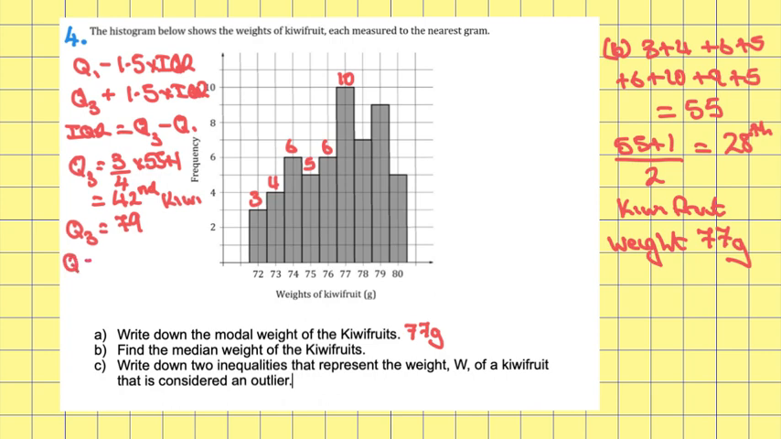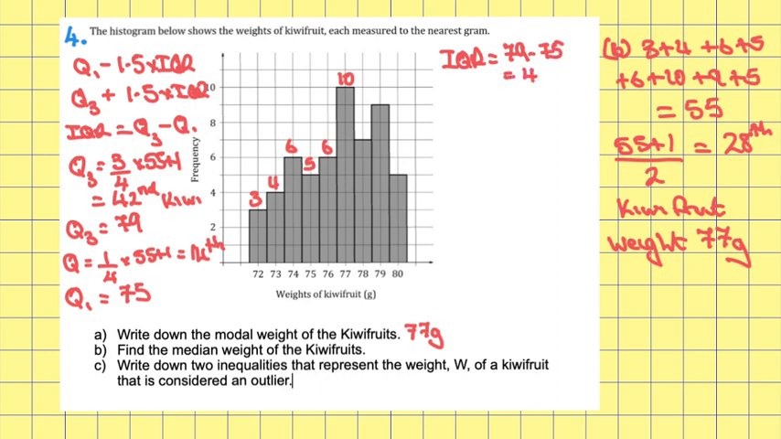Q1 is equal to 1/4 of 55 plus 1, which is equal to the 14th kiwi. And if I look for the 14th kiwi, Q1 is equal to 75. I can now work out the interquartile range. So the interquartile range is equal to 79 minus 75, which is equal to 4.